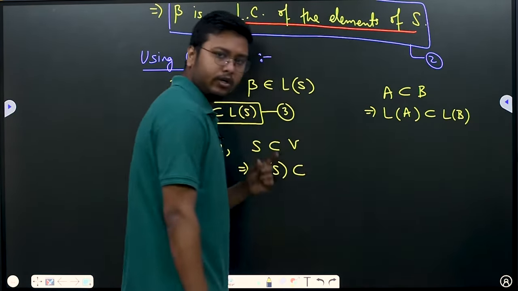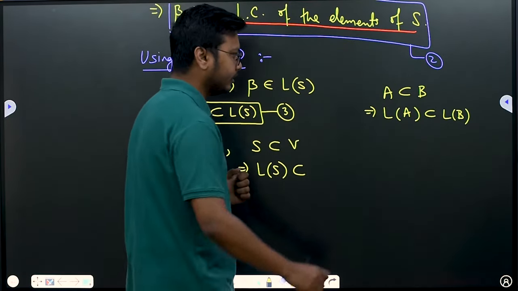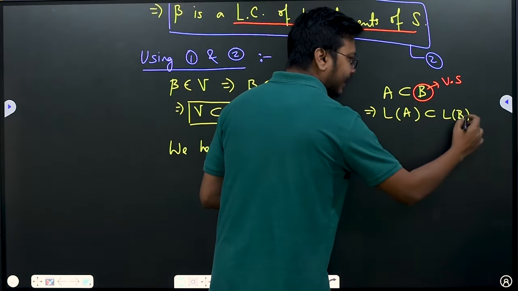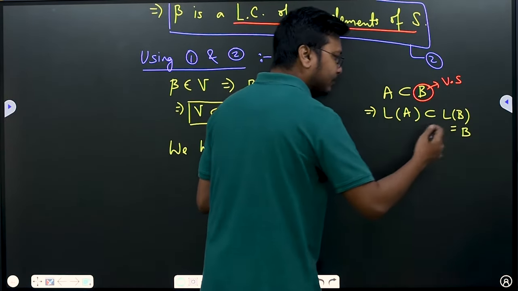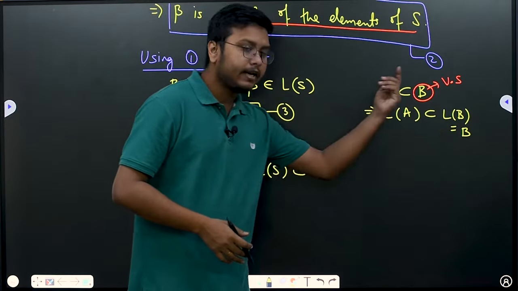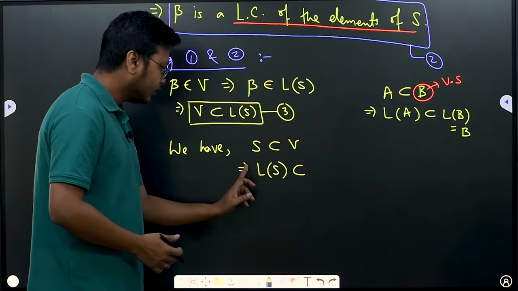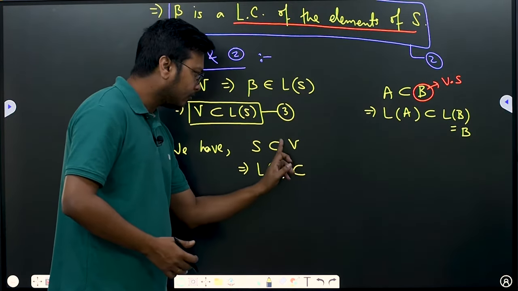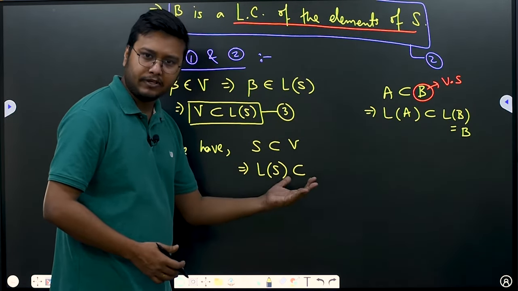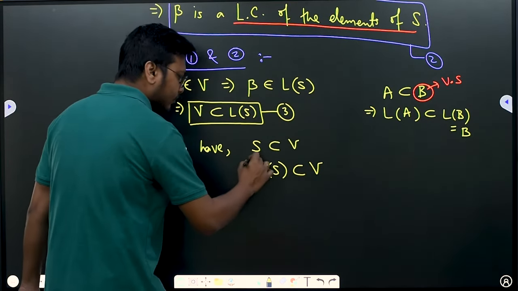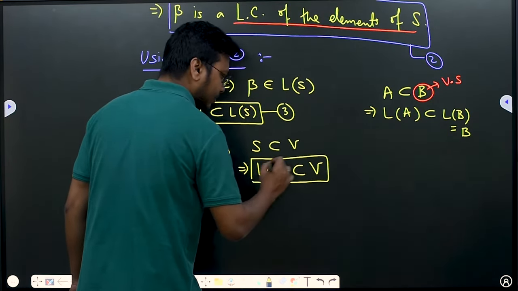Now I had told you before in one of my previous lectures that if B is itself a vector space, then L of B is the same as B, right? L of any vector space is the vector space itself, it does not change. So L of S is a subset of, there's no point writing L of V, it's the same as the vector space V. So that's number 4.